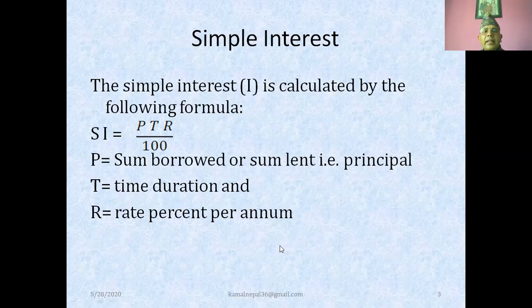Don't forget, this rate is, if you borrow rupees 100 for 1 year, and you are going to pay rupees 5 extra, that rupees 5 is 5%. This percent is always calculated in terms of rupees 100 and in terms of 1 year. So that 5% is a rate. It is for rupees 100 and for 1 year. Don't forget, it is the definition of rate.